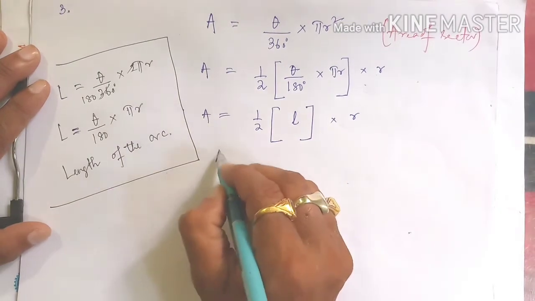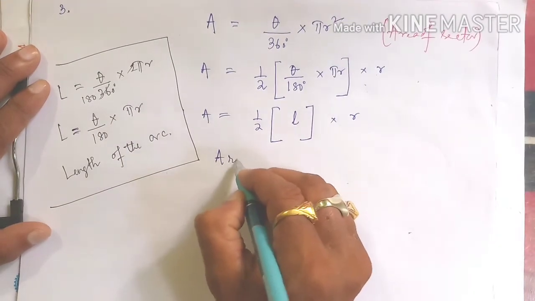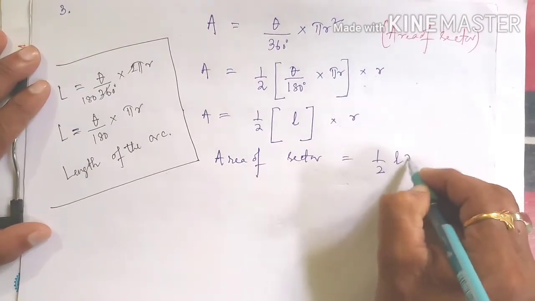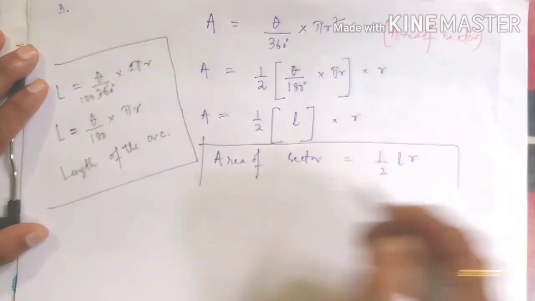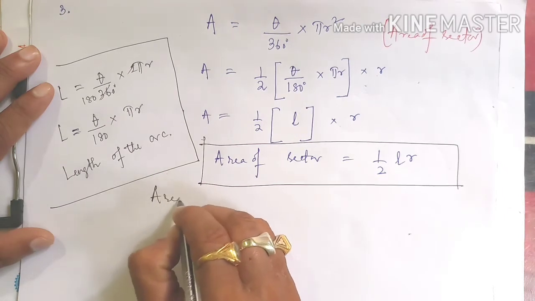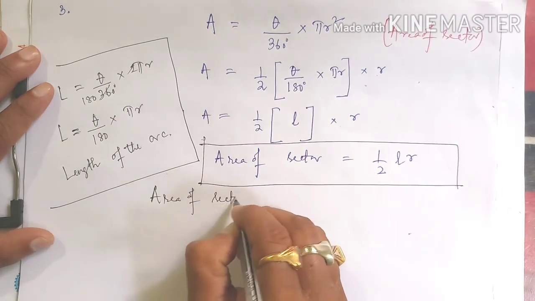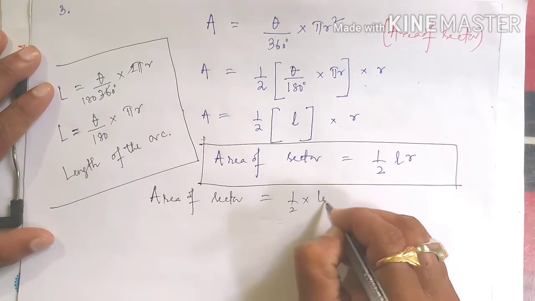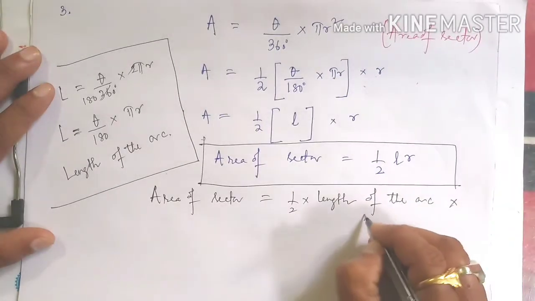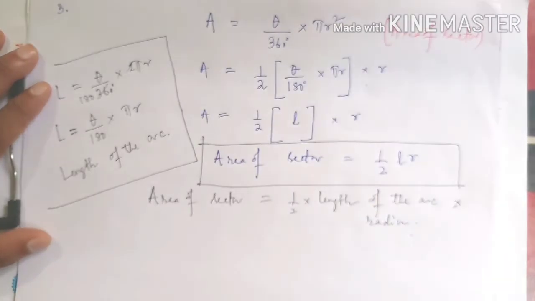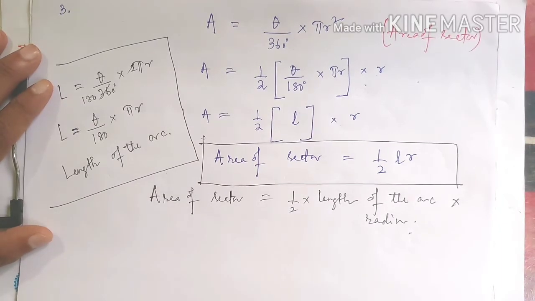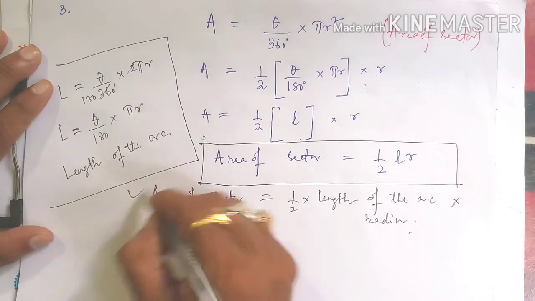You see, now area related to the length of the arc. This is the other formula: area of sector equal to half LR. Very interesting here. If you know the length of the arc and the radius, then the area of a sector is half into the length of the arc with the radius. Clear, students? If you know the angle, then you can calculate theta by 360 into pi r square. And if you know the length of the arc and radius, then you can use this formula.